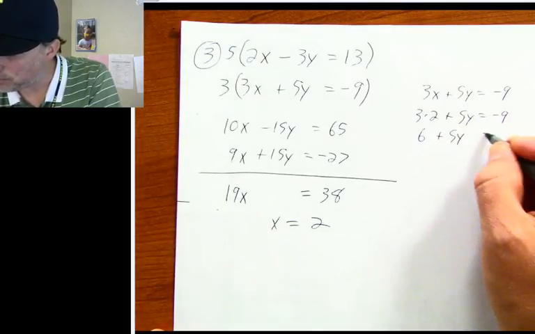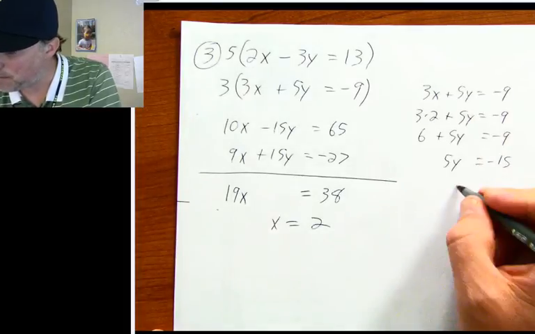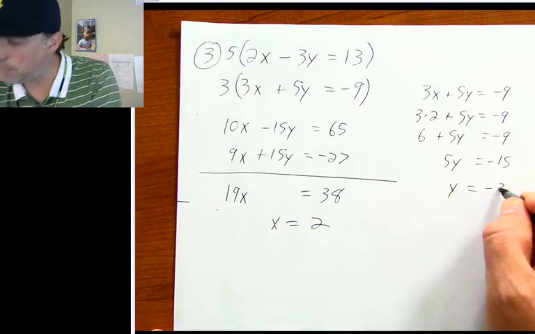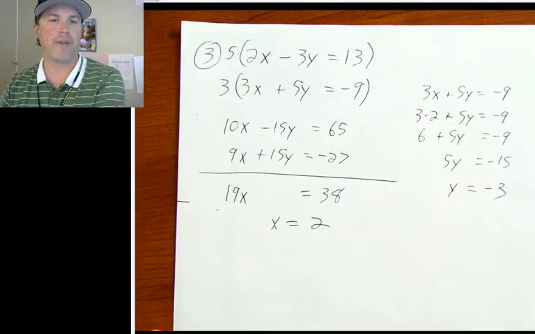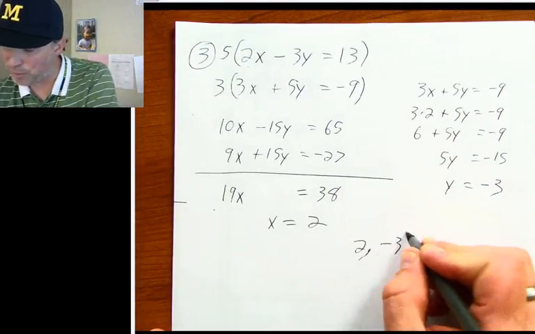This becomes a 6. Subtract that 6 from both sides, becomes a negative 15. Divide by 5, and you end up getting negative 3 for that y value. Don't forget to answer as a coordinate, 2 comma negative 3.